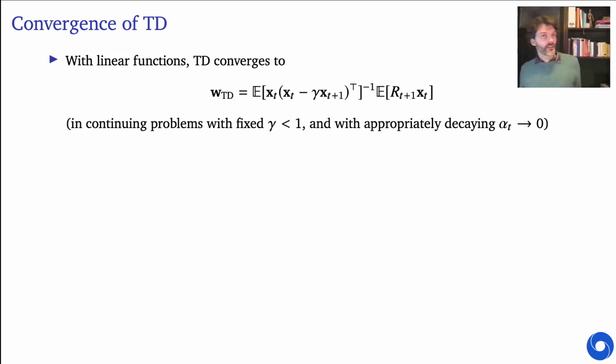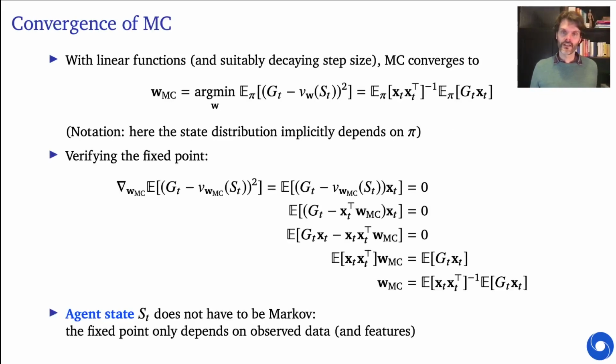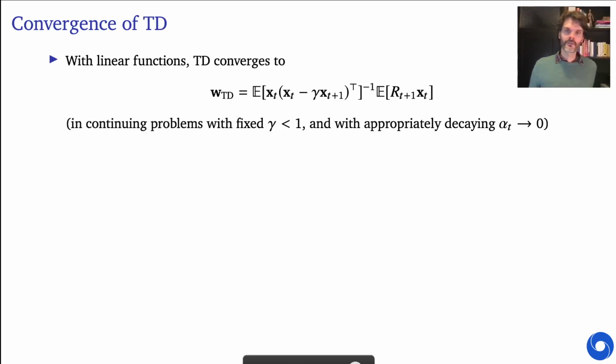Now we can maybe see if we can do the same for TD. So let's consider the TD fixed point. I'm going to argue here that this converges to this different thing. Look at it for a second, and I'll go back to the previous slide. So the Monte Carlo thing was this outer product, the expectation thereof, inverted, times the return times your feature. This looks quite a bit different. There's a different outer product here.